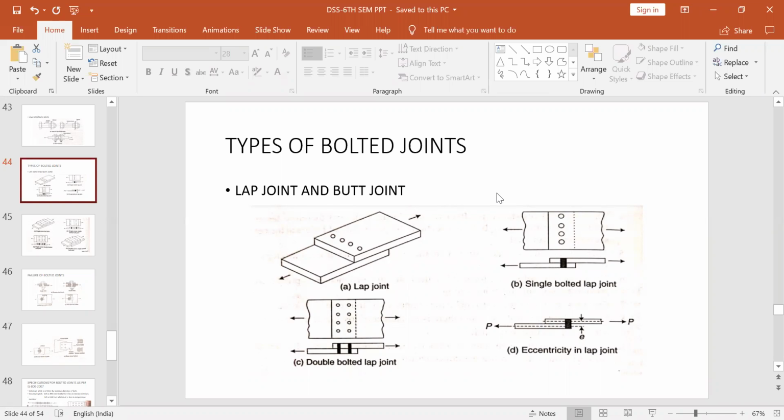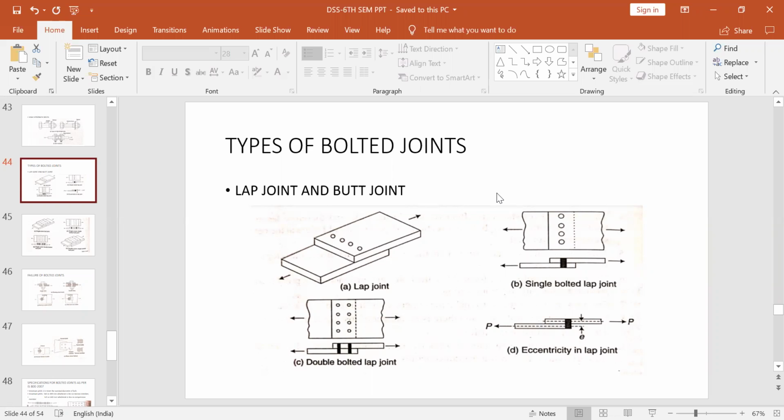So in the last lecture, we have discussed the various types of connections that are used in steel structures, namely riveting, bolting, and welding. Primarily our discussion was about bolting. What is a bolt? How is it designed to take the loads? The various types of bolt classification based on strength and all these things we have discussed. So today we'll continue our discussion about types of bolted joints and other such topics.